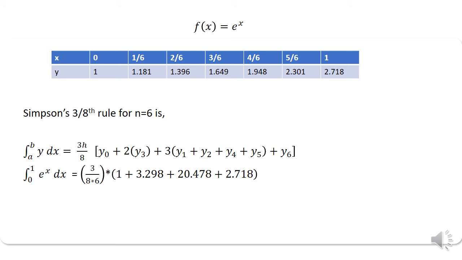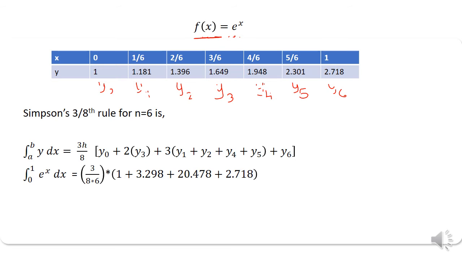By putting x values in the given function, that is f of x equal to e power x, we get the respective y values. Here y naught equal to 1, y1 equal to 1.181, y2 equal to 1.396, y3 equal to 1.649, y4 equal to 1.948, y5 is 2.301, y6 is 2.718.